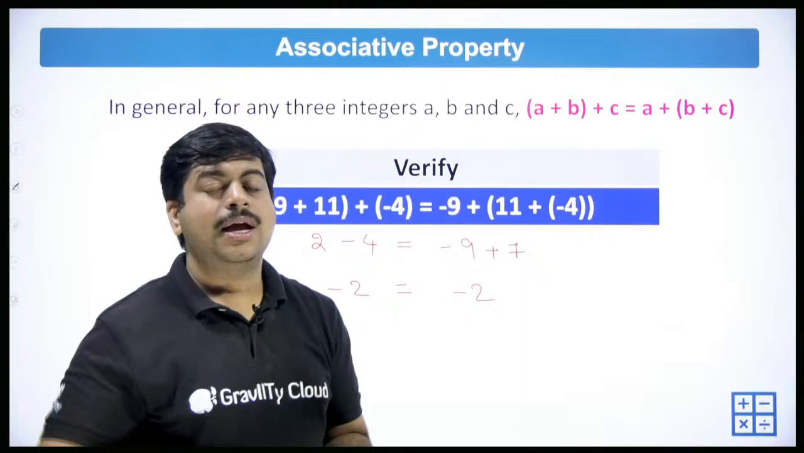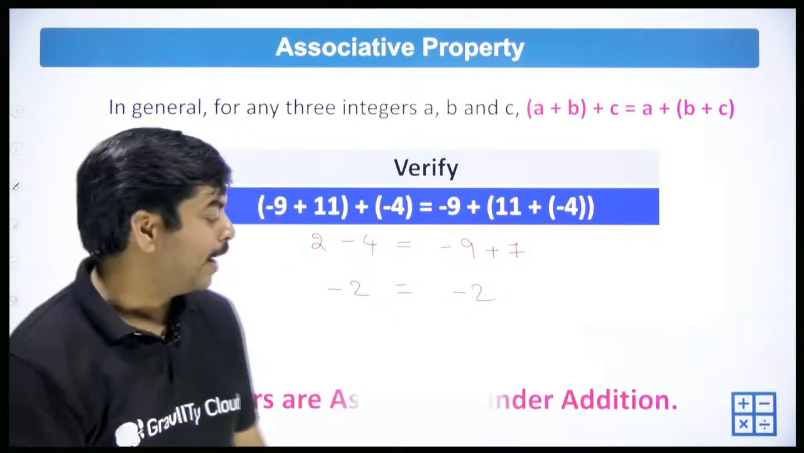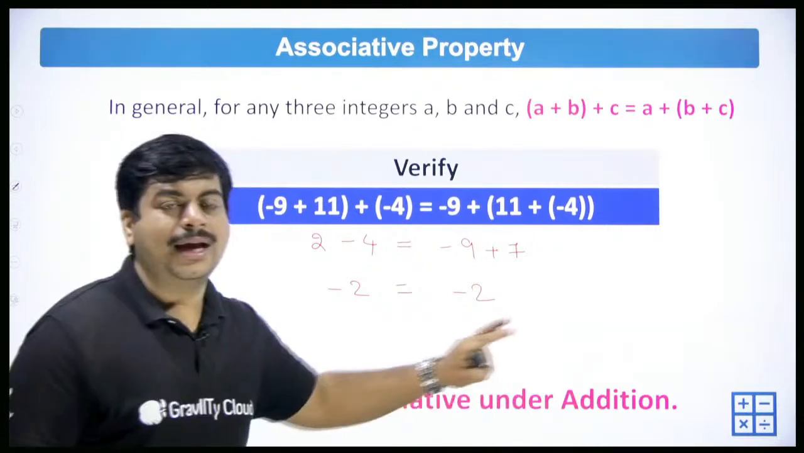It may be natural numbers, whole numbers, integers, or rational numbers. Later we will discuss that. But in addition, no order is required. You can add in any way, and you will get the same answer at the end. Right? So finally we can say that integers are associative under addition. Associative means that the relation is valid: A plus B plus C is equal to A plus B plus C.